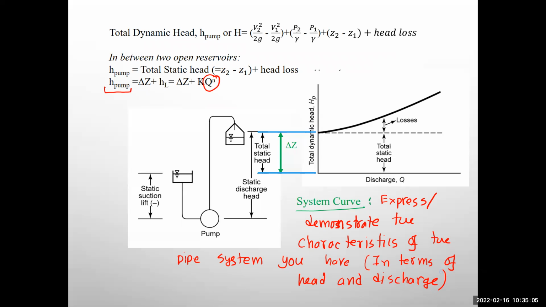If you have a system with 5 different types of valves, obviously the minor loss will be very high, right? So this system curve will express that. If you have multiple bends in your system, this system curve will express that. And the opposite one, which is the pump characteristics curve, that will give you the characteristics of what?